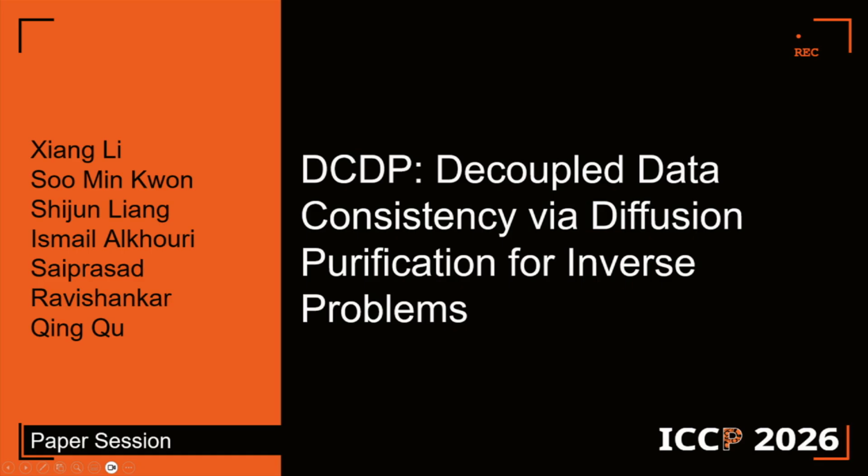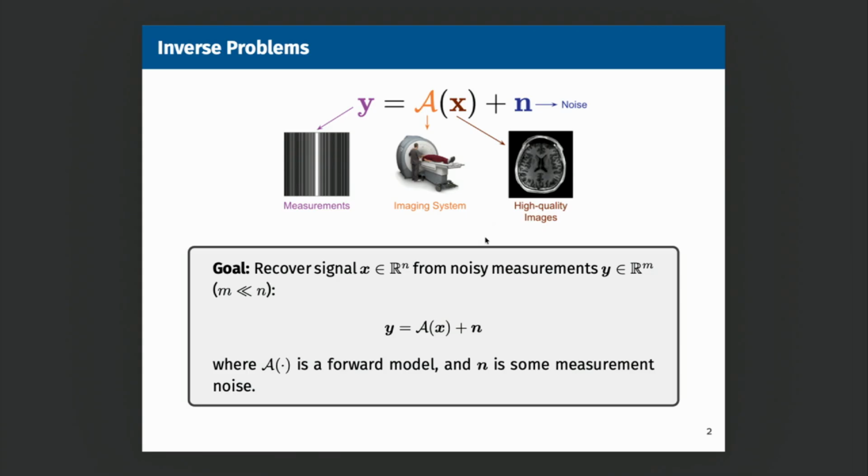So my name is Xiang, and I'm from University of Michigan. Today, I'm talking about this work called decoupled data consistency with diffusion purification for image restoration. It's a joint work with my co-authors from Michigan State University, from the department of computational mathematics and software engineering. Okay, so let's start.